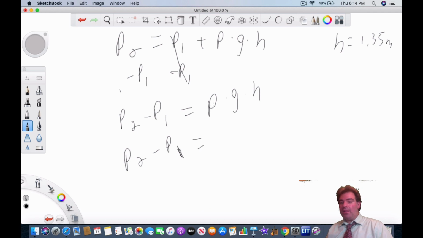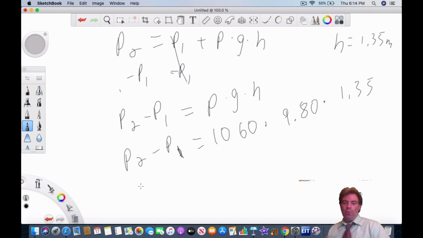So rho, again, density of blood, if you recall correctly, that's 1,060, times g, acceleration due to gravity, which is going to be 9.8 meters per second squared, and of course the height, and that's going to be 1.35. And if we multiply all three quantities together, we're going to find that the difference in the pressure of blood between the feet and the head, the cerebrum of a person, is going to be 1.4 times 10 to the 4th pascals.